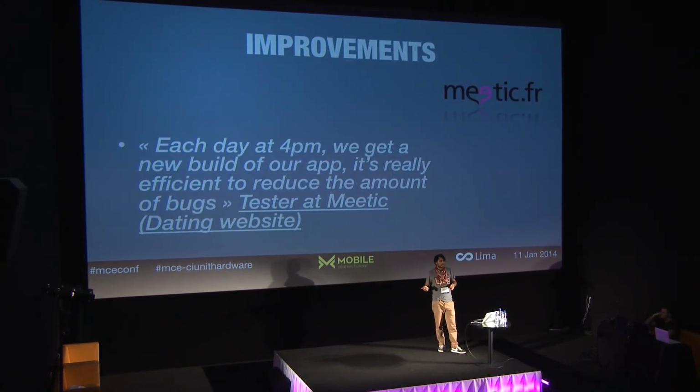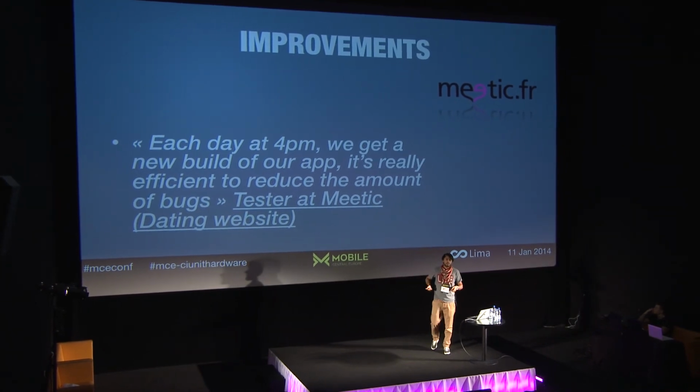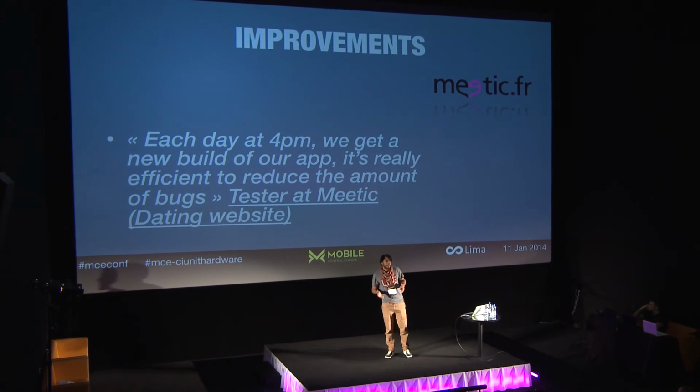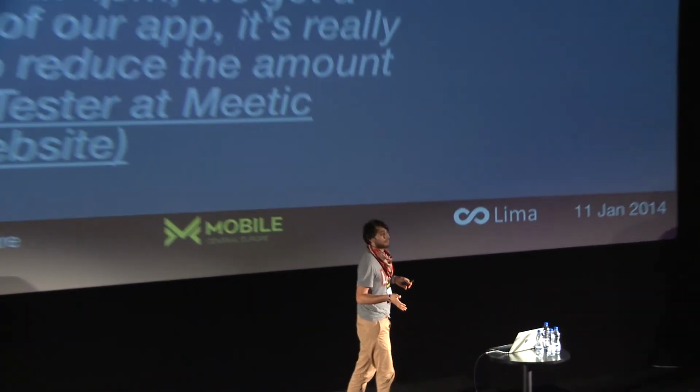It's the same thing at Mythic. Mythic is a dating website. At 4 p.m., all the testers get a new build of the app. And for example, if there is a regression bug, they can come to the dev team and say, "Oh, I think there is a bug," and they're going to fix it in 5 minutes because they just modify the code. So this really helps.